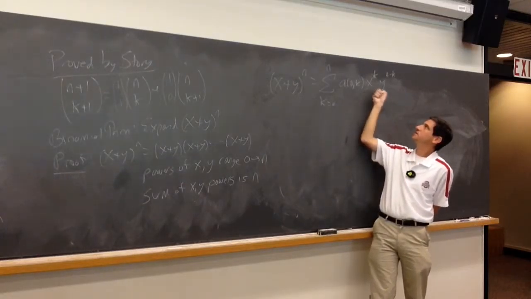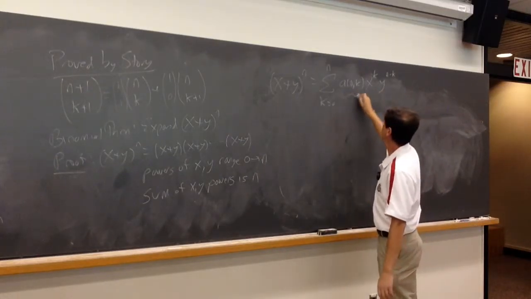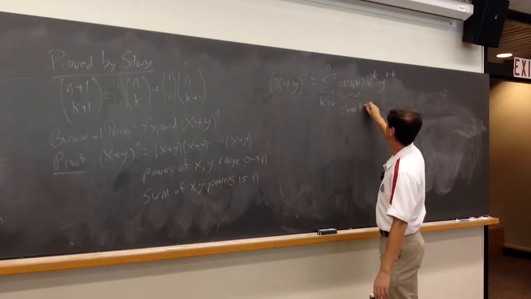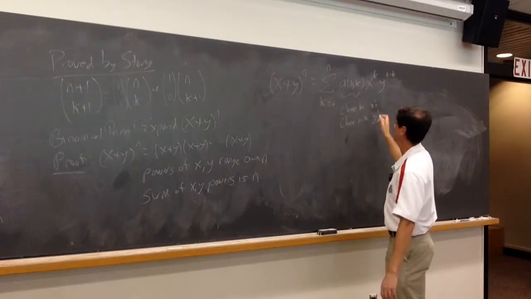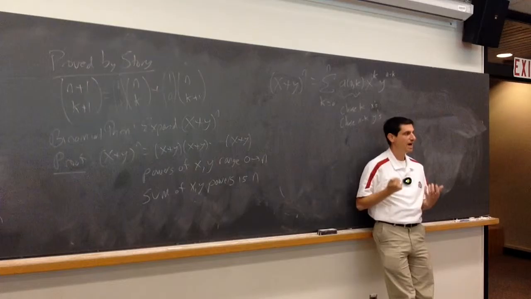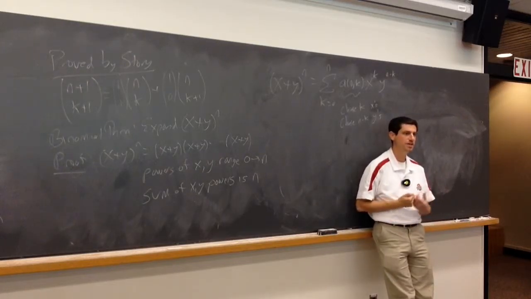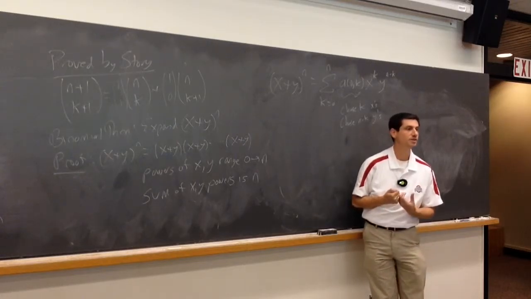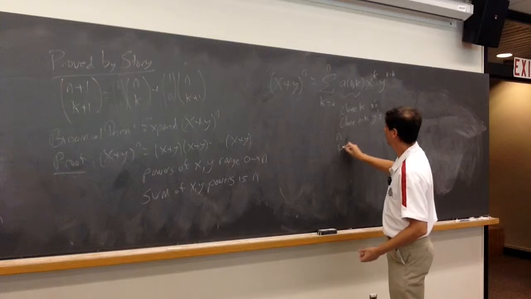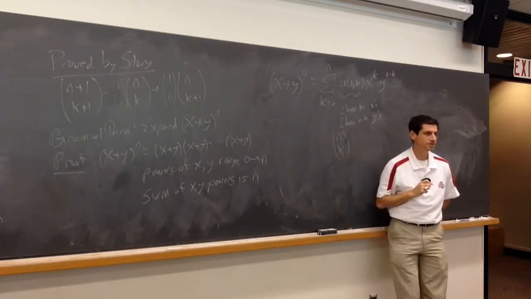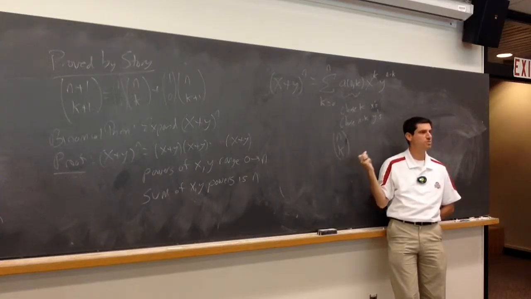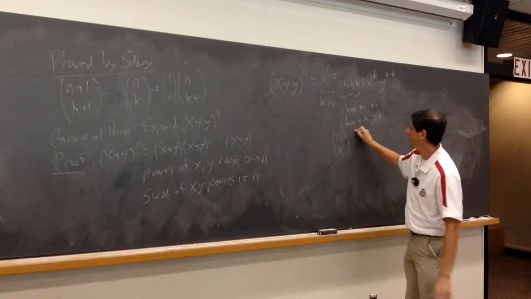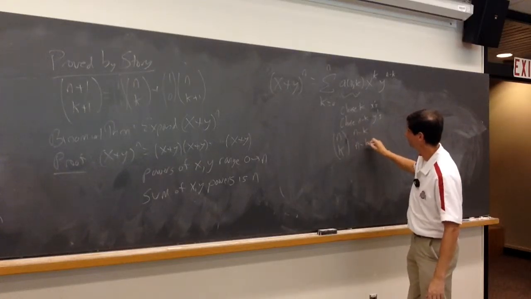Well, how do I get a term x^k y^(n-k)? I chose k x's, and I chose n minus k y's. So if I have n factors, how many ways are there to choose k factors from n to give me an x? N choose k. Now that I've chosen k factors, how many factors remain? N minus k. And I have to choose all of them to be y.